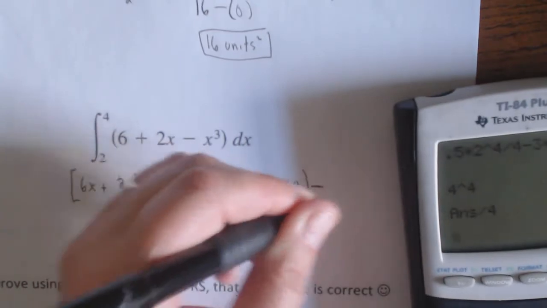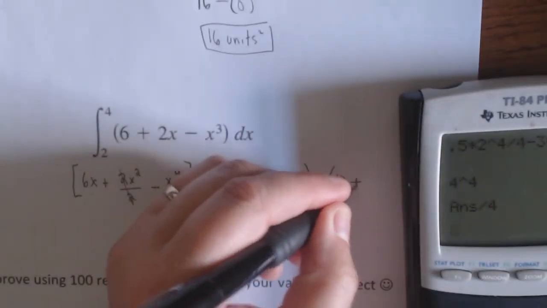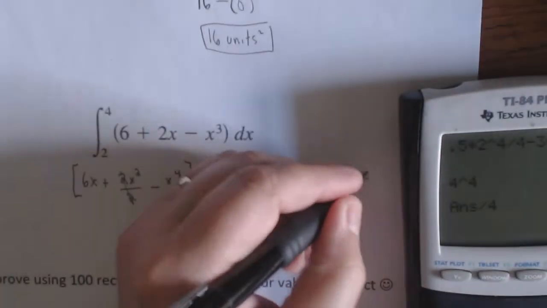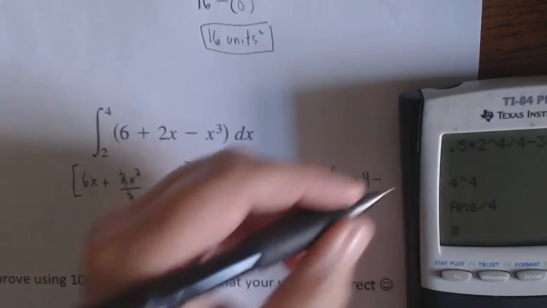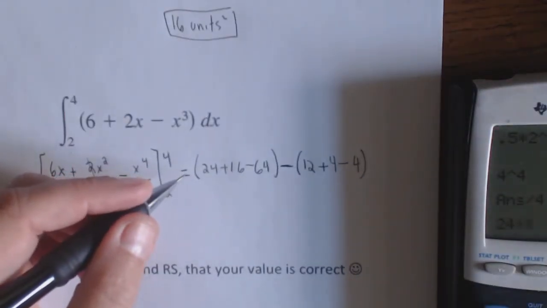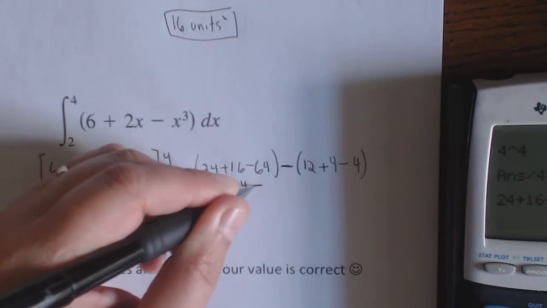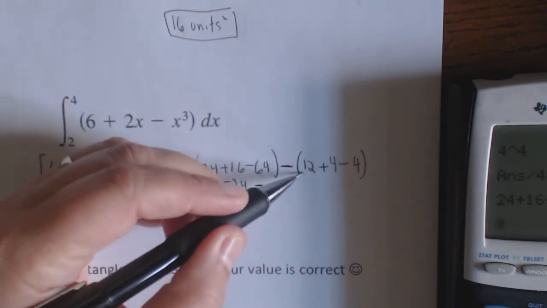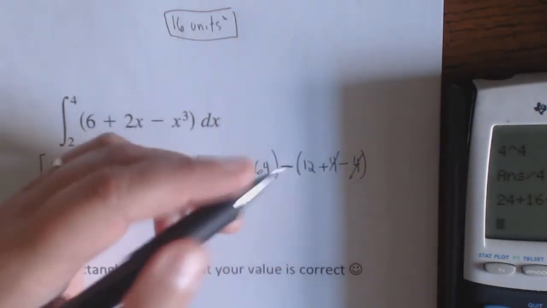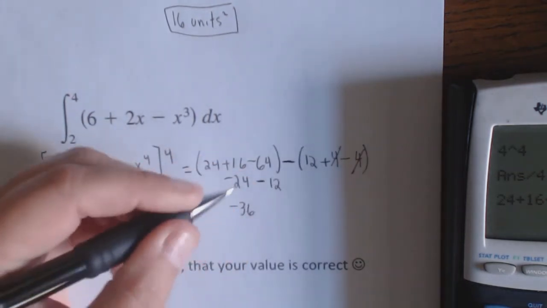That's your upper limit. Minus, now we're going to put 2 in, that's 12, plus 4, minus 2 to the 4th is 16 over 4, that's 4. Okay, so 24 plus 16 minus 64, negative 24, minus 16 minus 4 is 12, and you get negative 36.